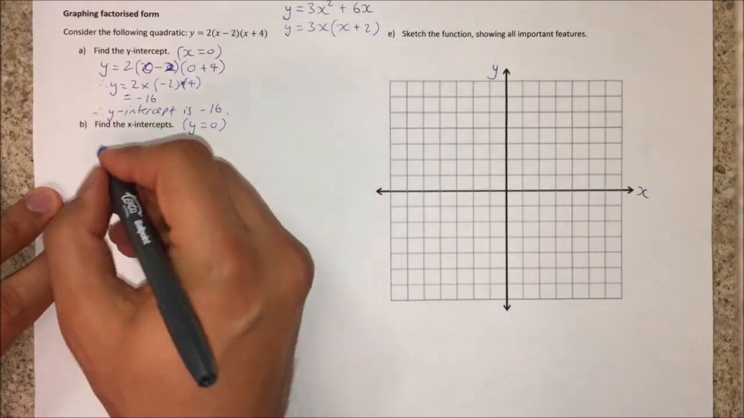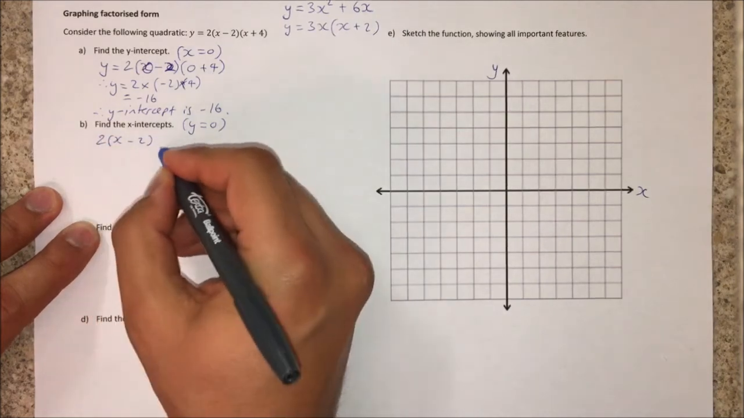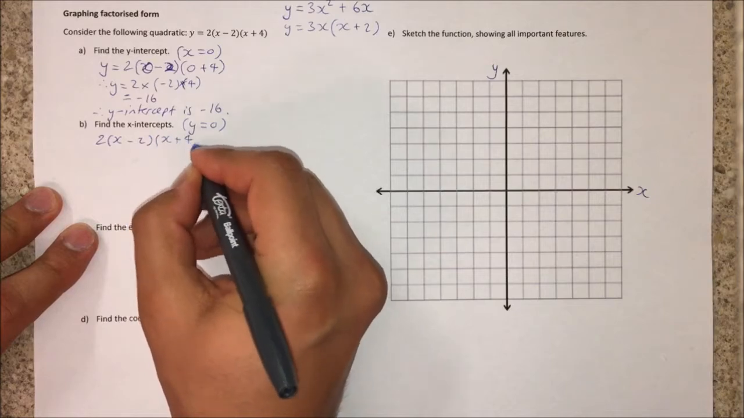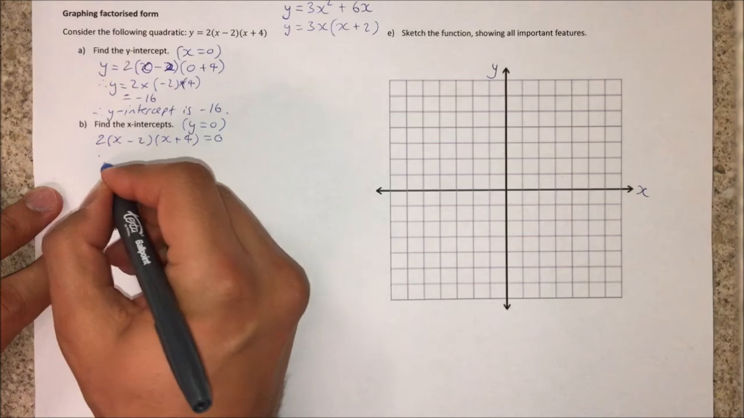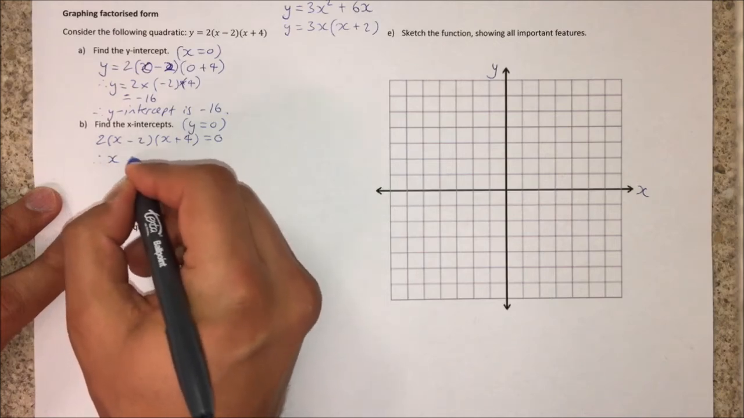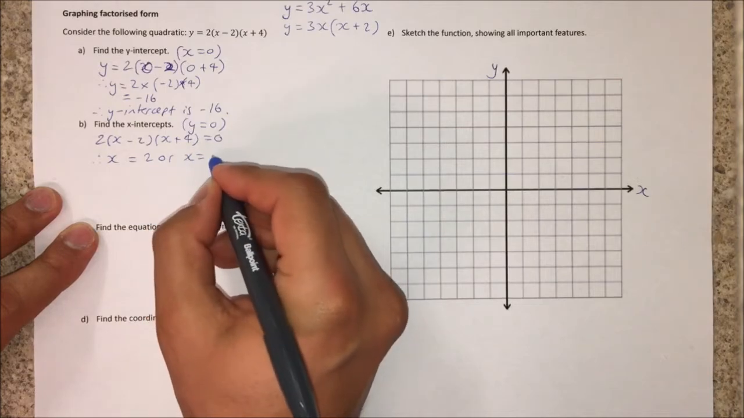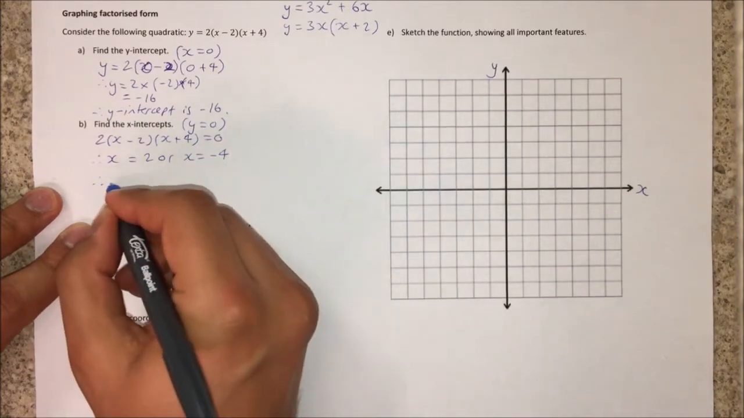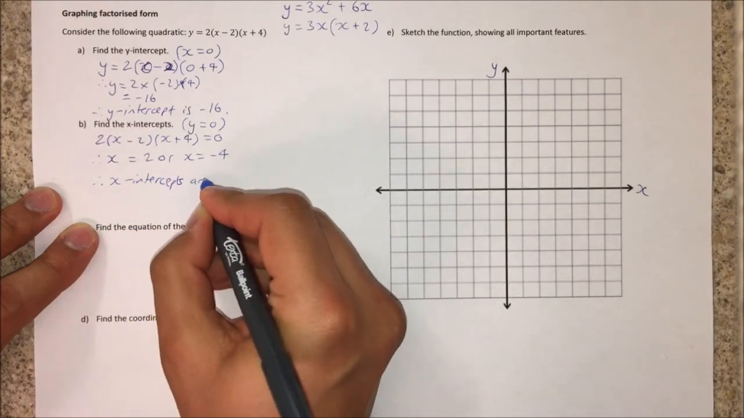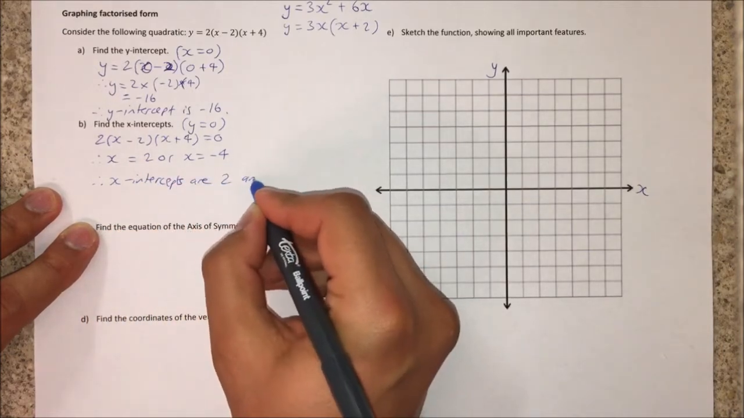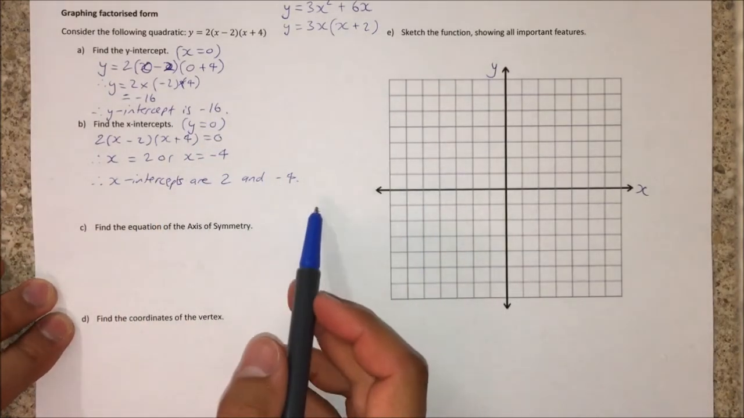Now the x-intercepts are going to occur when y is equal to 0. So if we sub this in up here, we're actually going to have 2x take 2, x plus 4 equals 0, and it's already factorized for us, so we can simply state that therefore x is equal to 2, or x is equal to negative 4. So therefore x-intercepts are 2 and negative 4. So we know our y-intercept, we know our x-intercepts.